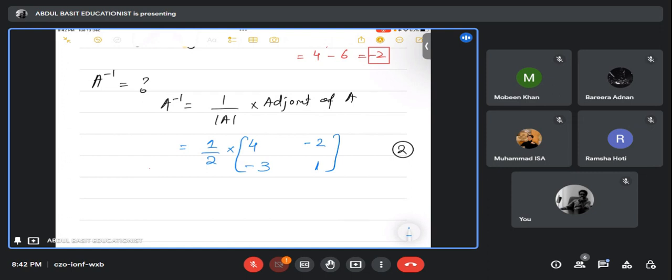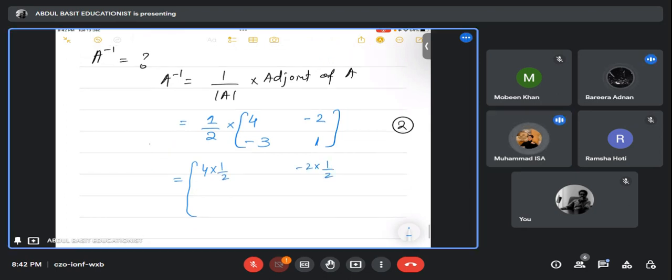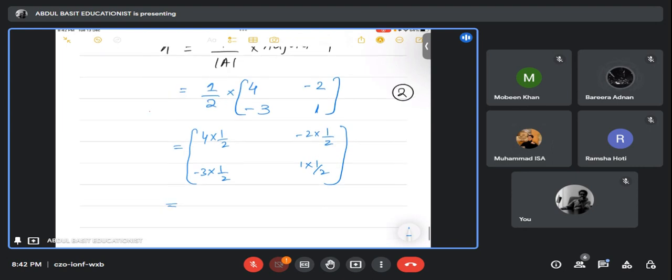If not, so Isa, look at this. This 1 by 2 is in multiplication and it is the scalar. Agree? So it means 4 multiplied by 1 by 2, minus 2 multiplied by 1 by 2, minus 3 multiplied by 1 by 2, and 1 multiplied by 1 by 2. We can do some cutting here. 2 twos are 4, so 2 comes on top. Here comes minus 3 by 2. Here comes minus 1 and it is 1 by 2. So this is your final answer. Is this clear everybody?